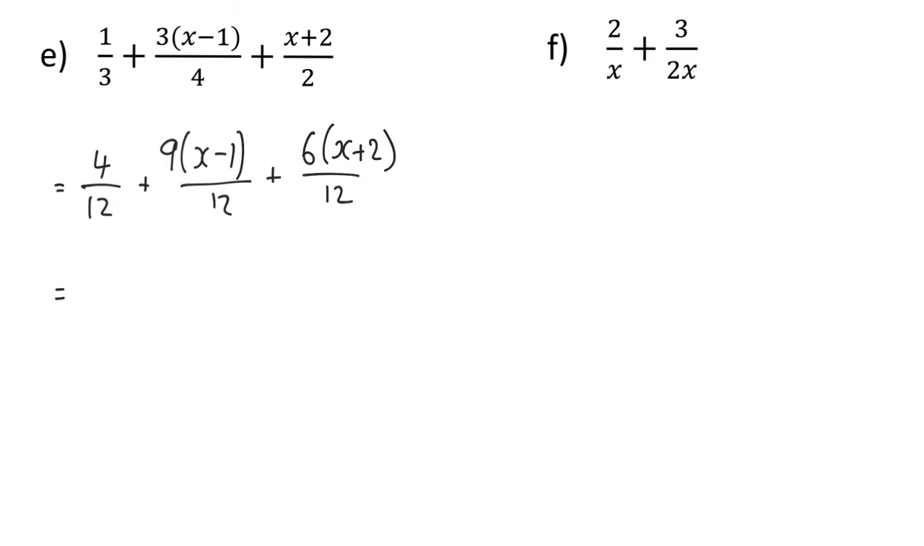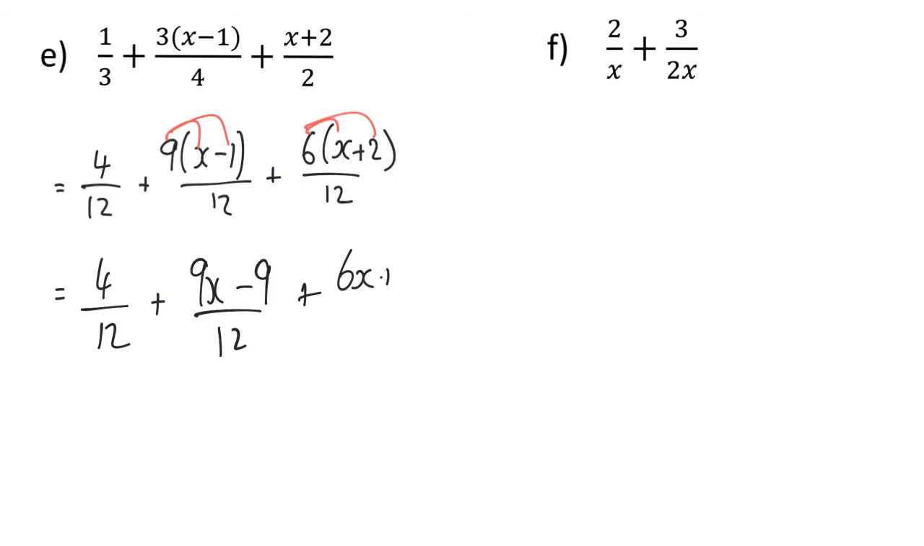We can expand out the two sets of brackets, so we're going to have 4 over 12 plus 9x minus 9 over 12. So remember, we're multiplying the 9 into the x and into the minus 1. And likewise, we multiply the 6 on the x and the 6 on the 2 to get plus 6x plus 12 all over 12. Then we need to collect like terms.